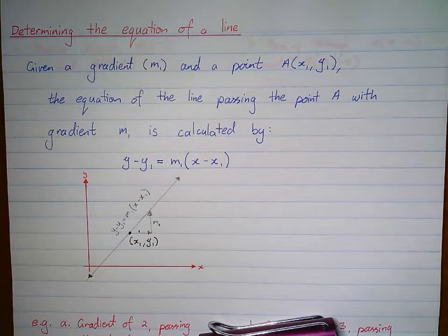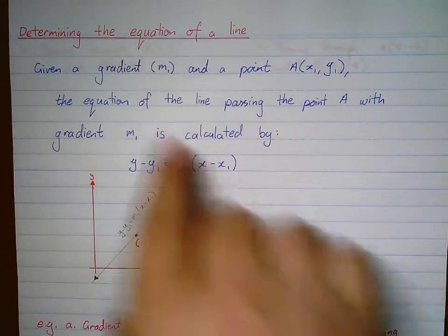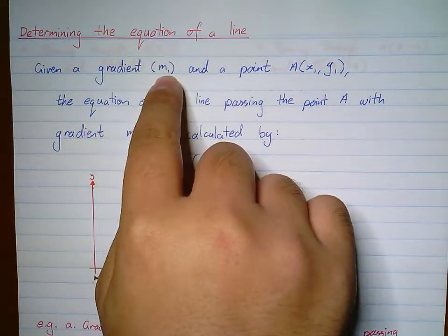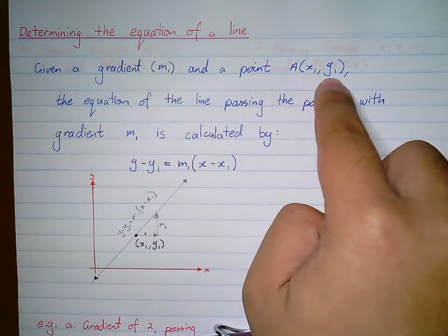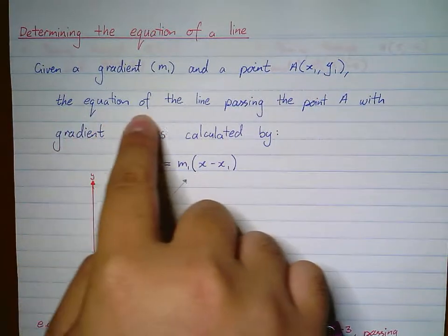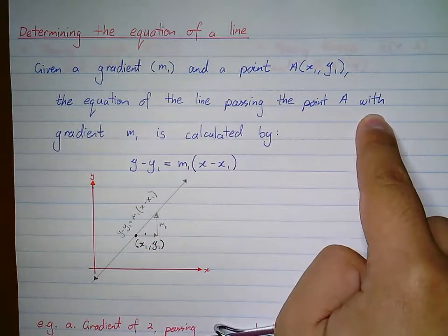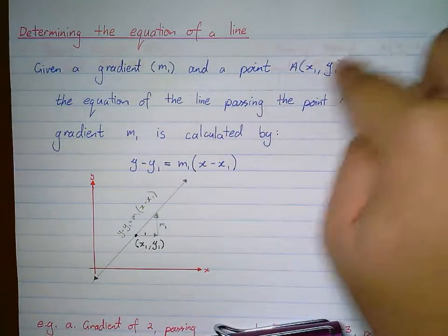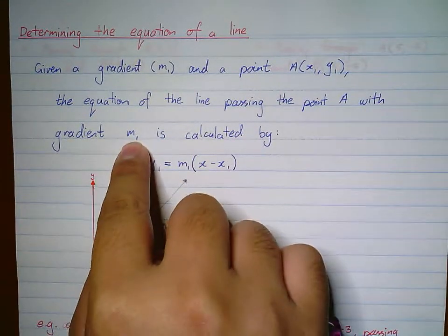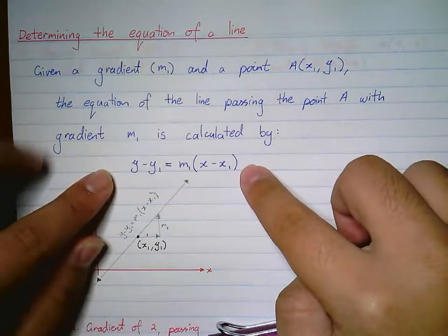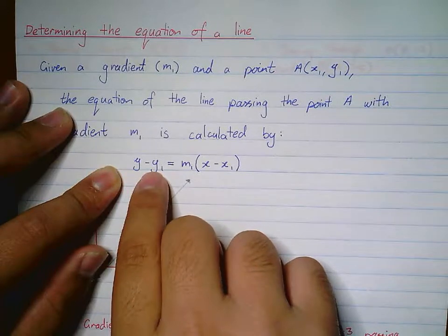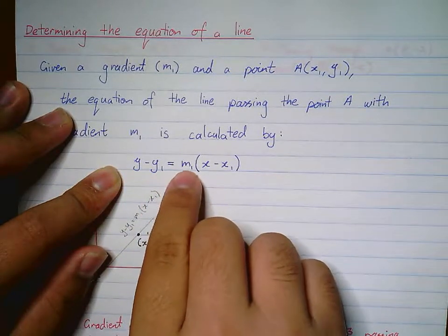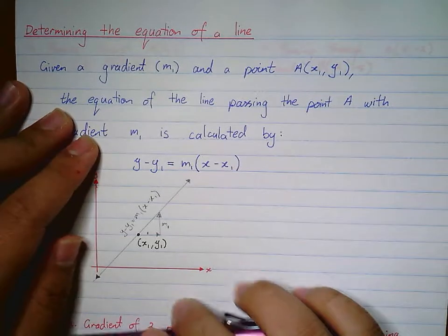Hello class, this is a video tutorial on determining the equation of a line. So if we're given a gradient, we'll label that gradient m1, and a point A, or any point really, with coordinates x1 and y1, the equation of the line passing through point A with the gradient of m1 is calculated by this process. Well, it's a formula really. y minus y1 equals m1 bracket x minus x1.